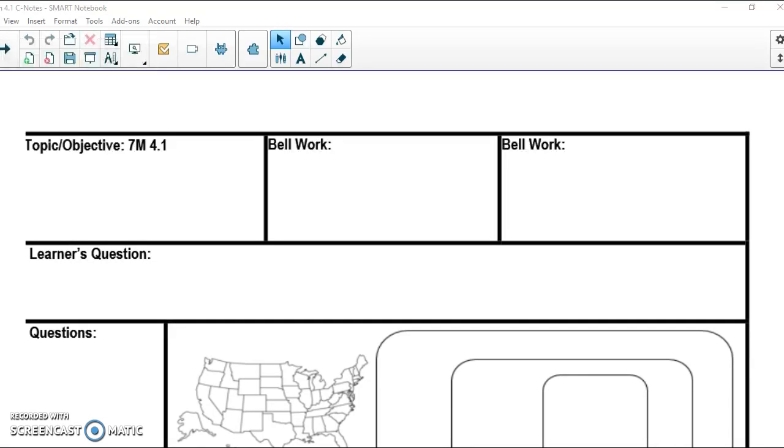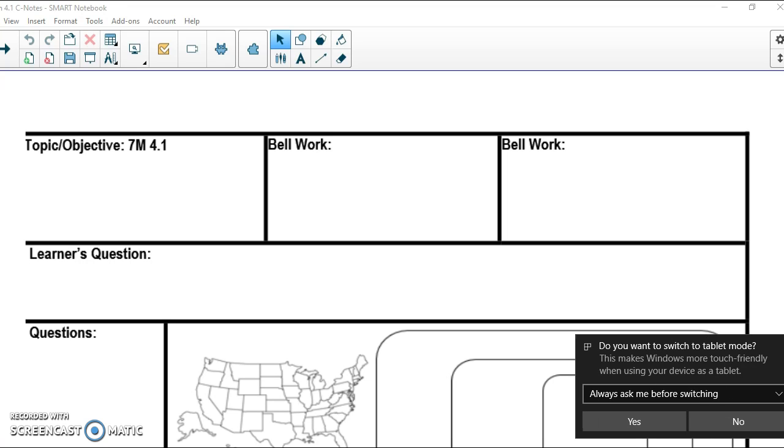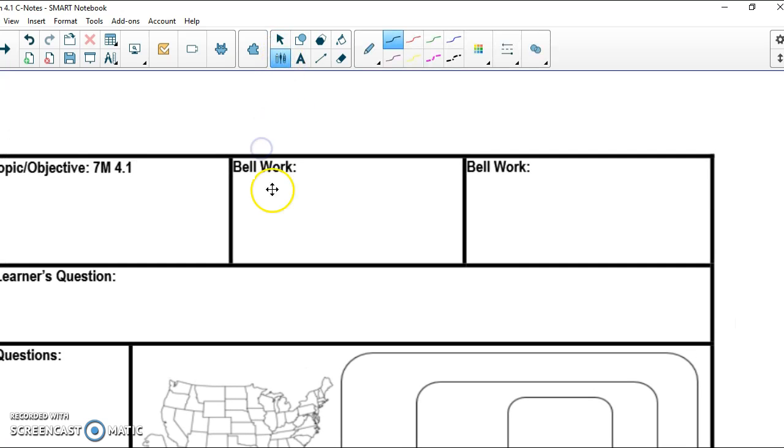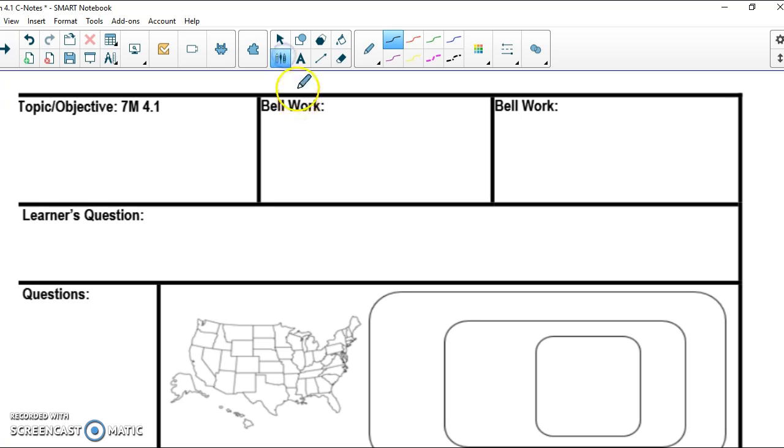All right, we are ready to start a brand new topic. So we are looking at topic 4 in 7th grade math today, and we are going to be exploring rational numbers and the rules for adding and subtracting those. So make sure that you complete your bell work problems right up here, and we will go ahead and get our topic and our objective listed up here.